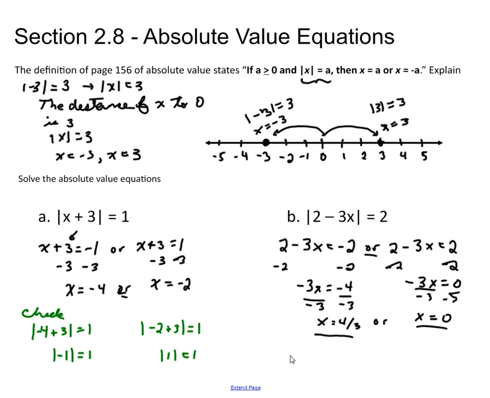And yes, it does make sense because the absolute value of 2 minus 3 times 4/3 will equal 2, simply because 4/3 times 3 gives us 4. We've got the absolute value of 2 minus 4, which is negative 2. The absolute value of negative 2 is equal to 2.